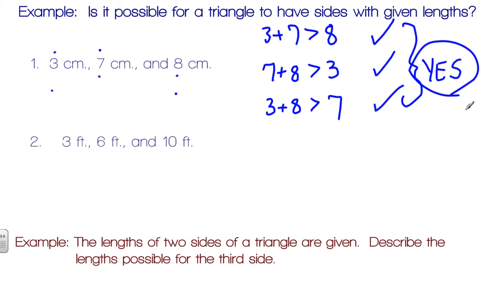All right, second example. We've got a 3, a 6, and a 10-foot side. Let's see if this is a possible triangle. All right, let's start off with our first two sides. Again, we're going to do the same thing. We're going to add them up and make sure that the sum of those two is bigger than the third.